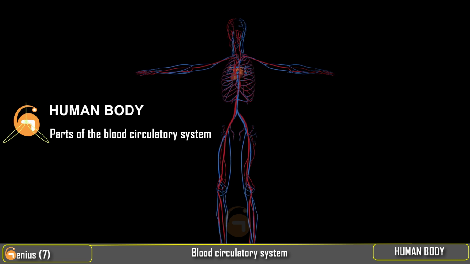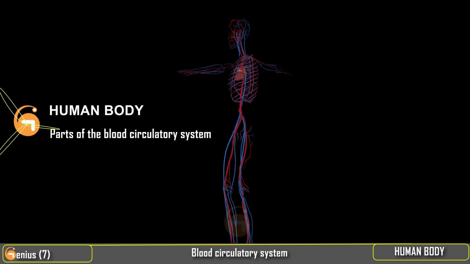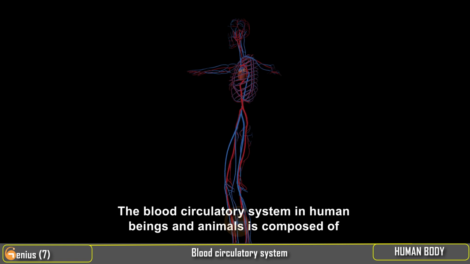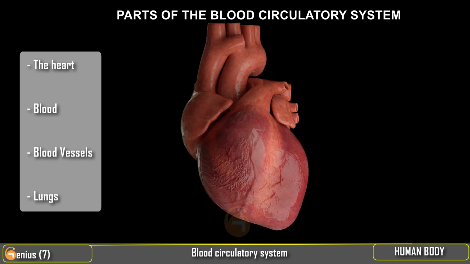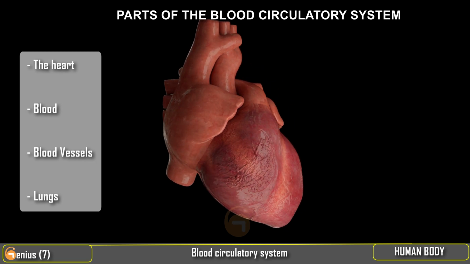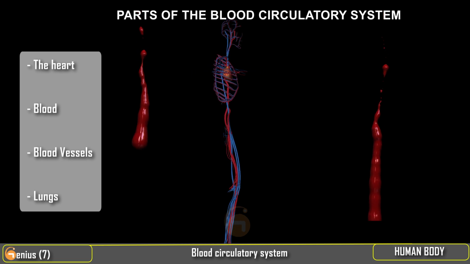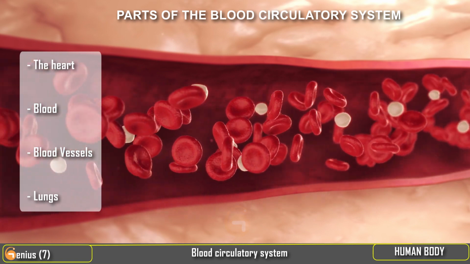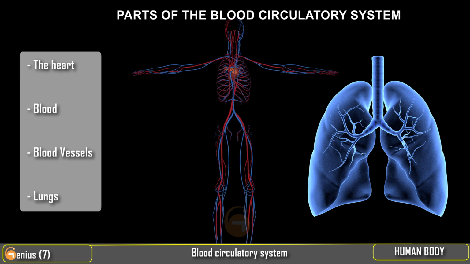Parts of the circulatory system. The blood circulatory system in human beings and animals is composed of the heart, blood, blood vessels, the lungs, blood.